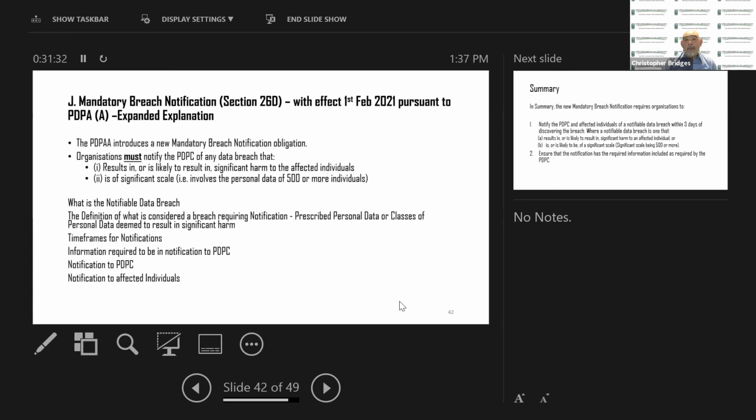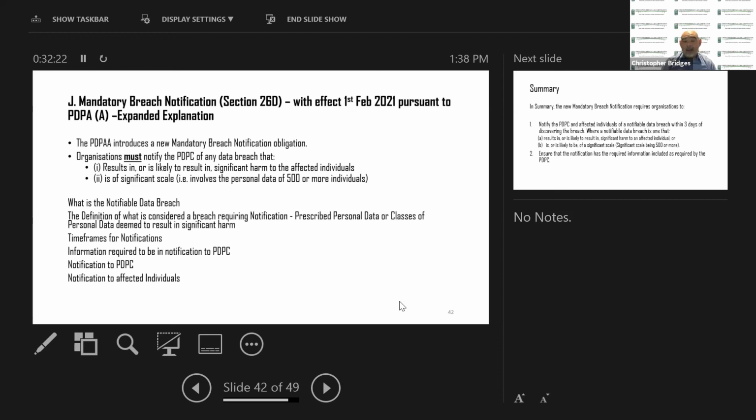And there is now this new mandatory breach notification that came into effect this year as well. Essentially, it says that on the occurrence of certain events, for example, a serious breach where an individual is harmed, or a large breach where more than 500 personal data has been compromised, there is an obligation on the organization not only to inform the PDPC within 3 days, but also to notify the individual concerned. And there are now new requirements of what has to be included in the notification, what steps you have taken to remedy, and what happens if you fail to notify the PDPC of any recent compromise of personal data.